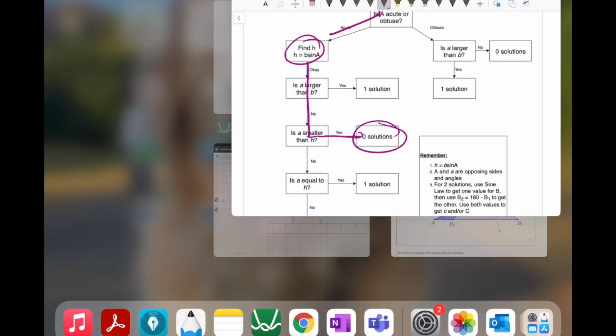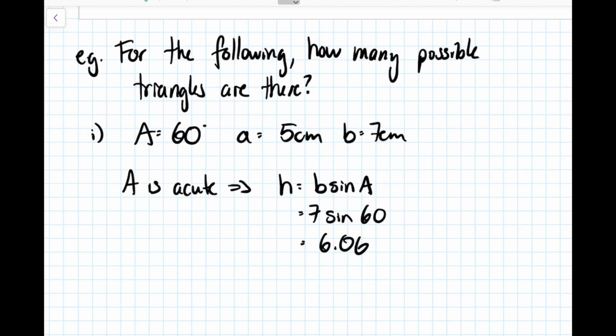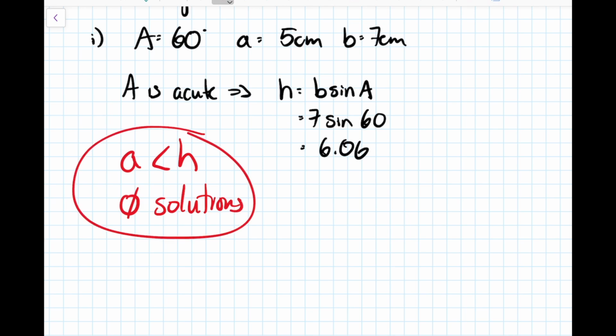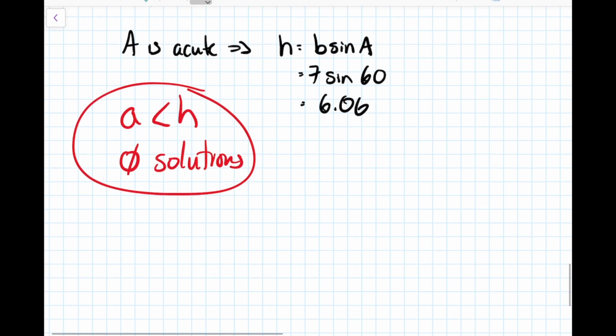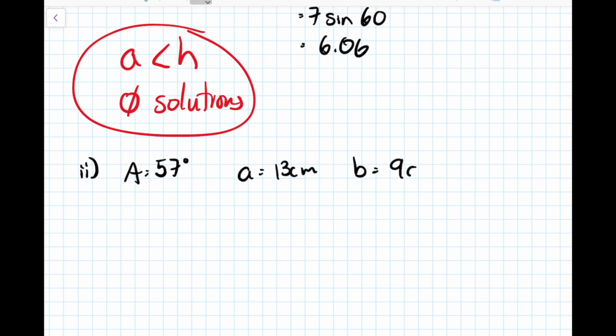And so to justify that, if we were answering a question, we'd probably write something along the lines of: A is less than H, so no solutions. And there we are. So trying another one. If we had angle A was 57 degrees, side A was 13 centimeters, and side B was 9 centimeters.